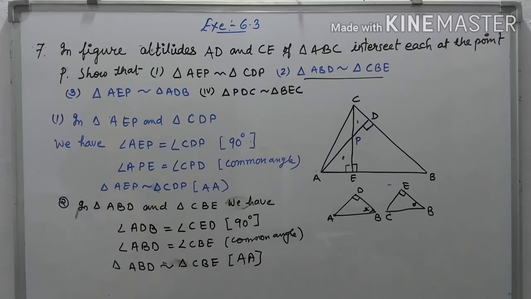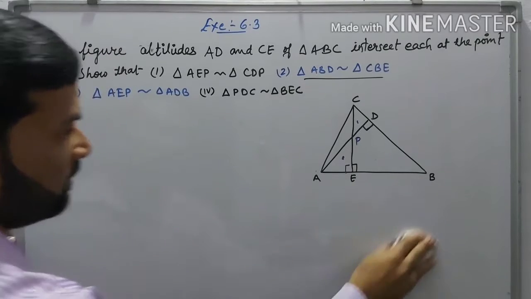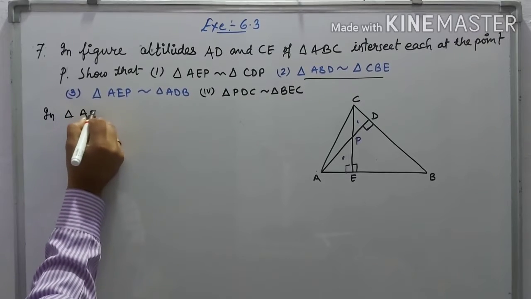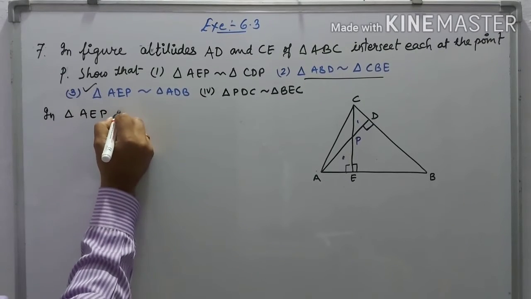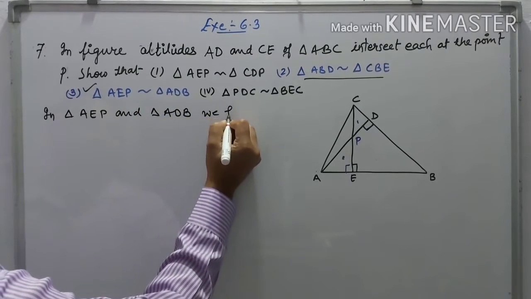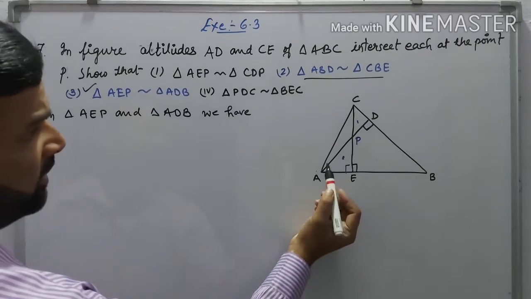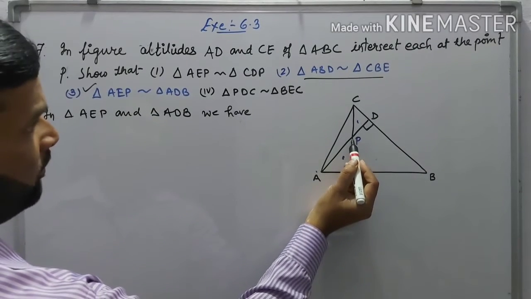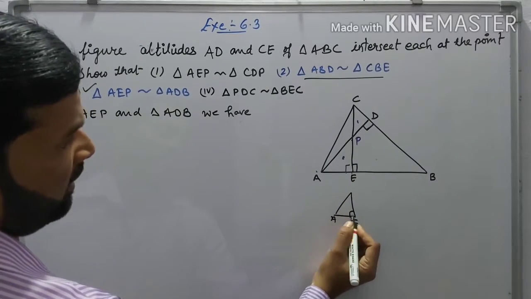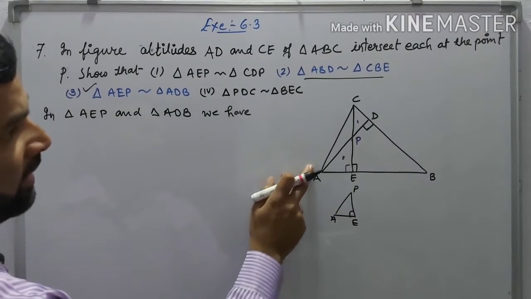Now the third is given in triangle AEP and triangle ADB. First we draw the separate AEP. Where is the AEP? This is the triangle of this shape with E, A and P. Second is ADB. Where is the ADB?